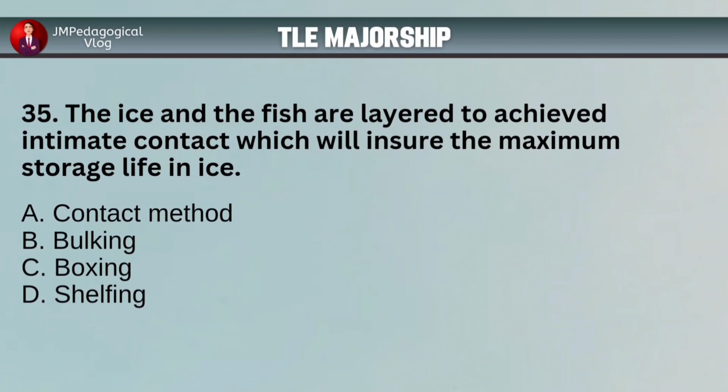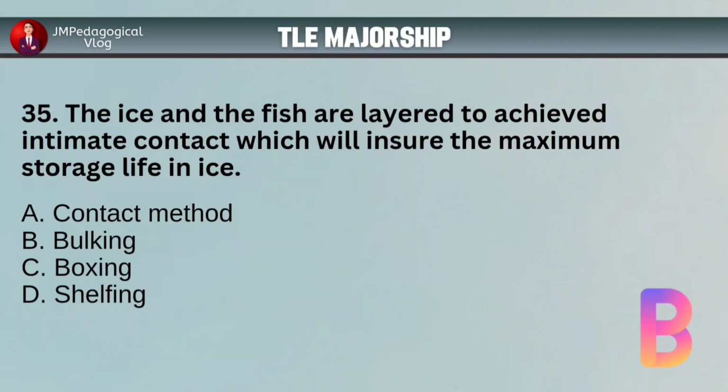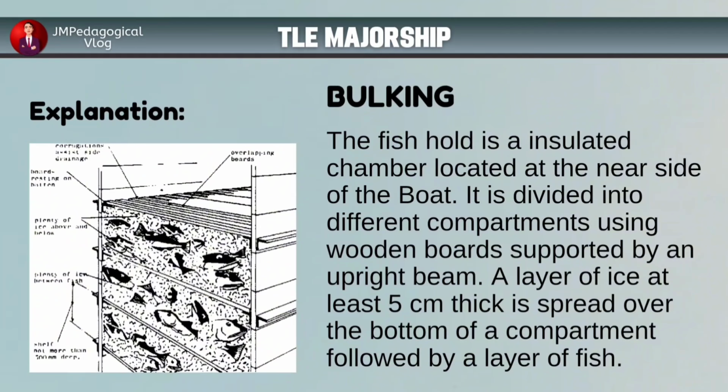35. The ice and the fish are layered to achieve intimate contact, which will ensure the maximum storage life in ice. A. Contact method. B. Bulking. C. Boxing. D. Shelving. B. Bulking. Explanation. The fish hold is an insulated chamber located at the near side of the boat. It is divided into different compartments using wooden boards supported by an upright beam. A layer of ice at least 5 centimeters thick is spread over the bottom of a compartment, followed by a layer of fish.